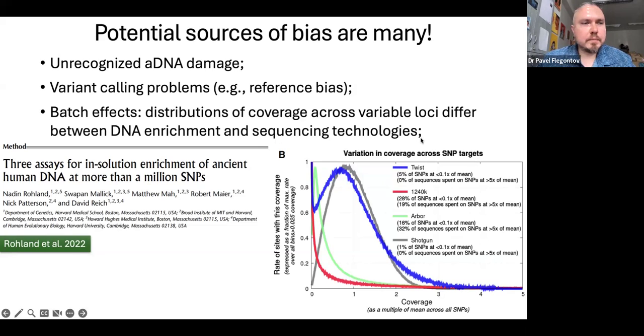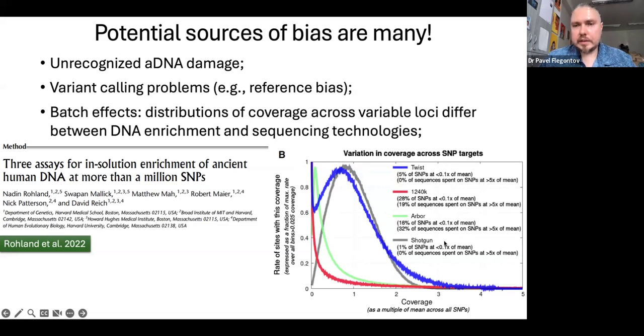But anyway, maybe 2/3 or even more of existing archaeogenetic data from all over the world was generated on these two panels. And 1240K stands for 1,240,000 loci in the human genome, mostly on autosomes. And here I show a picture from this paper by Reich's lab, published in 2022, where they show distribution of SNP loci by coverage.